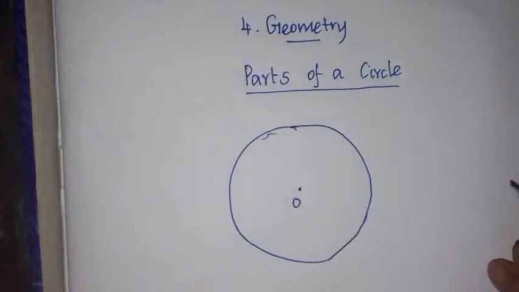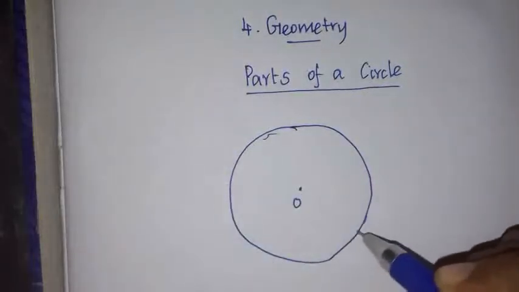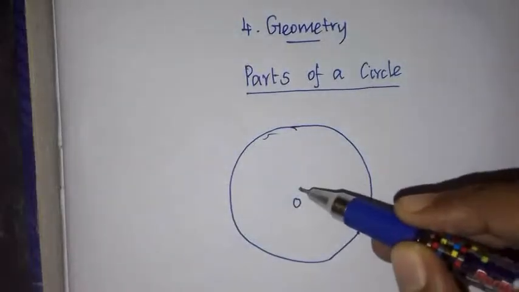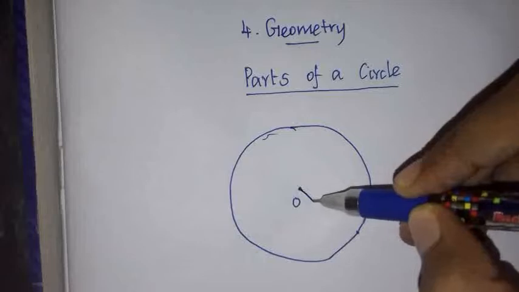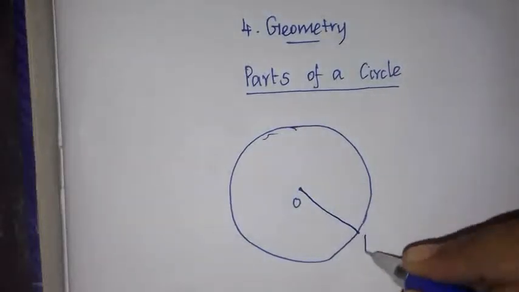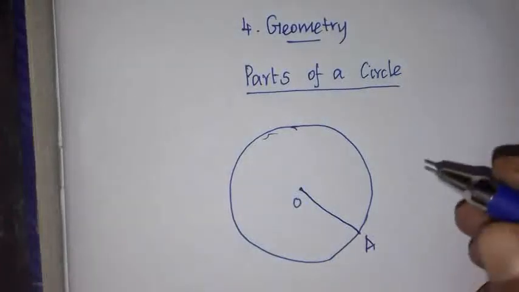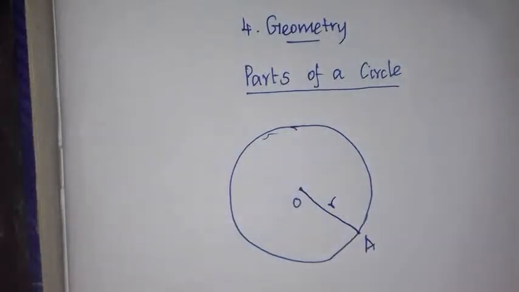Next, what are we going to see? We are going to see what is a radius. The point which is marked on the circumference of the circle, and we are joining these two points. What are the points we are joining? The center and the point which is on the circumference of the circle. That is the radius. Okay.